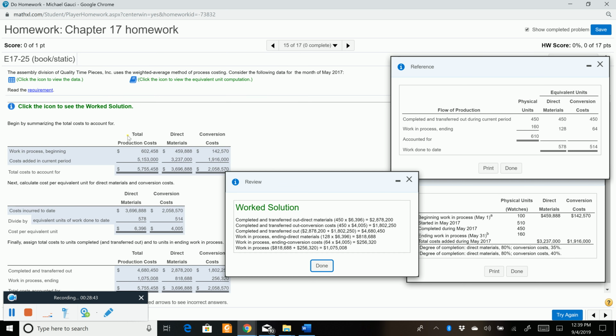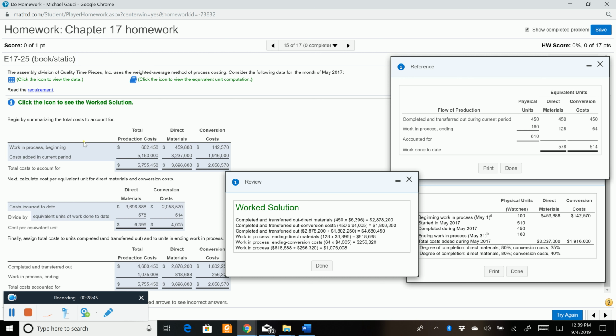Okay, so what we were given is as follows. We know that there were 100 units in beginning work in process. We started 510 units during the month. Therefore, we have 610 units to account for. This was basically the ending point of the last homework problem, if you recall. So we had 610 units to account for.